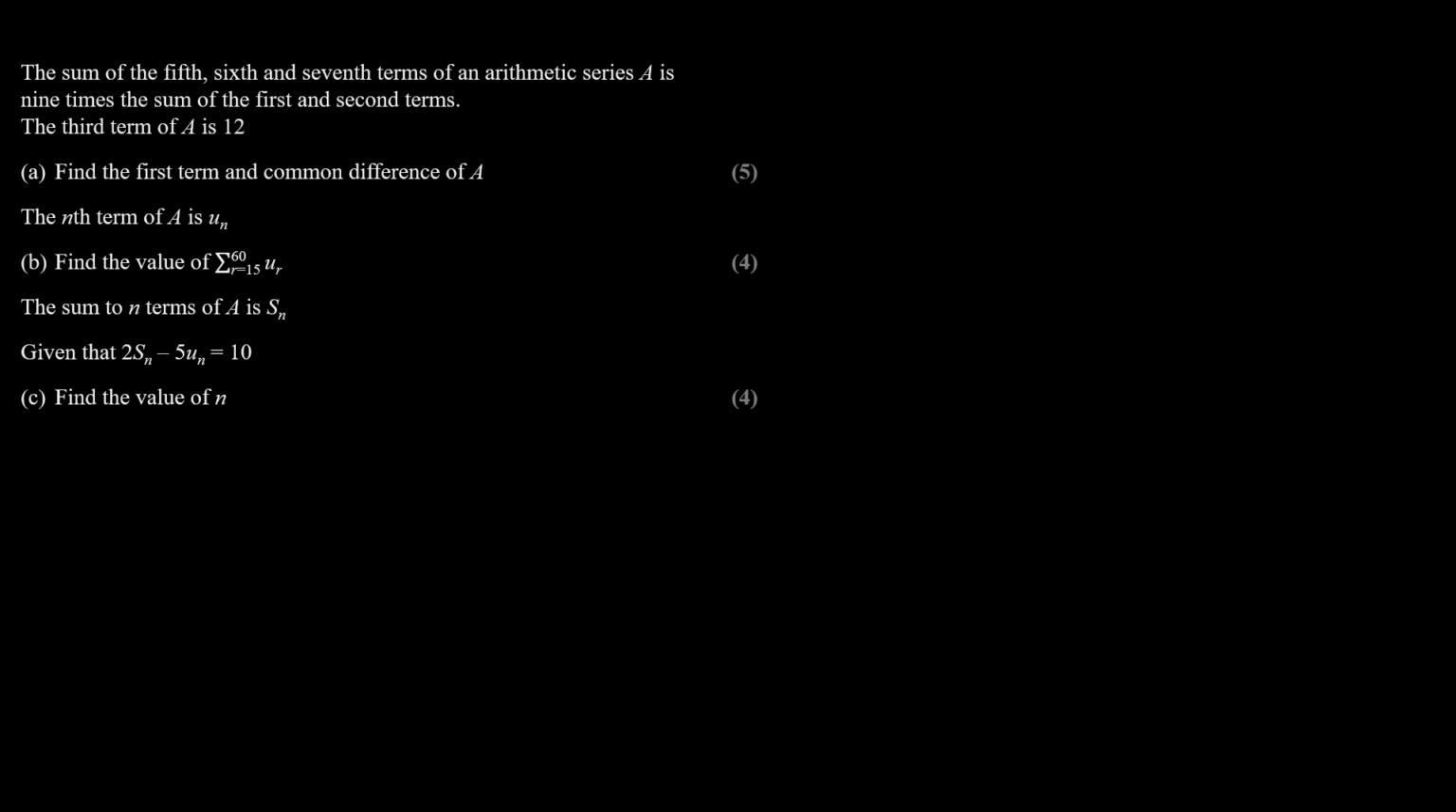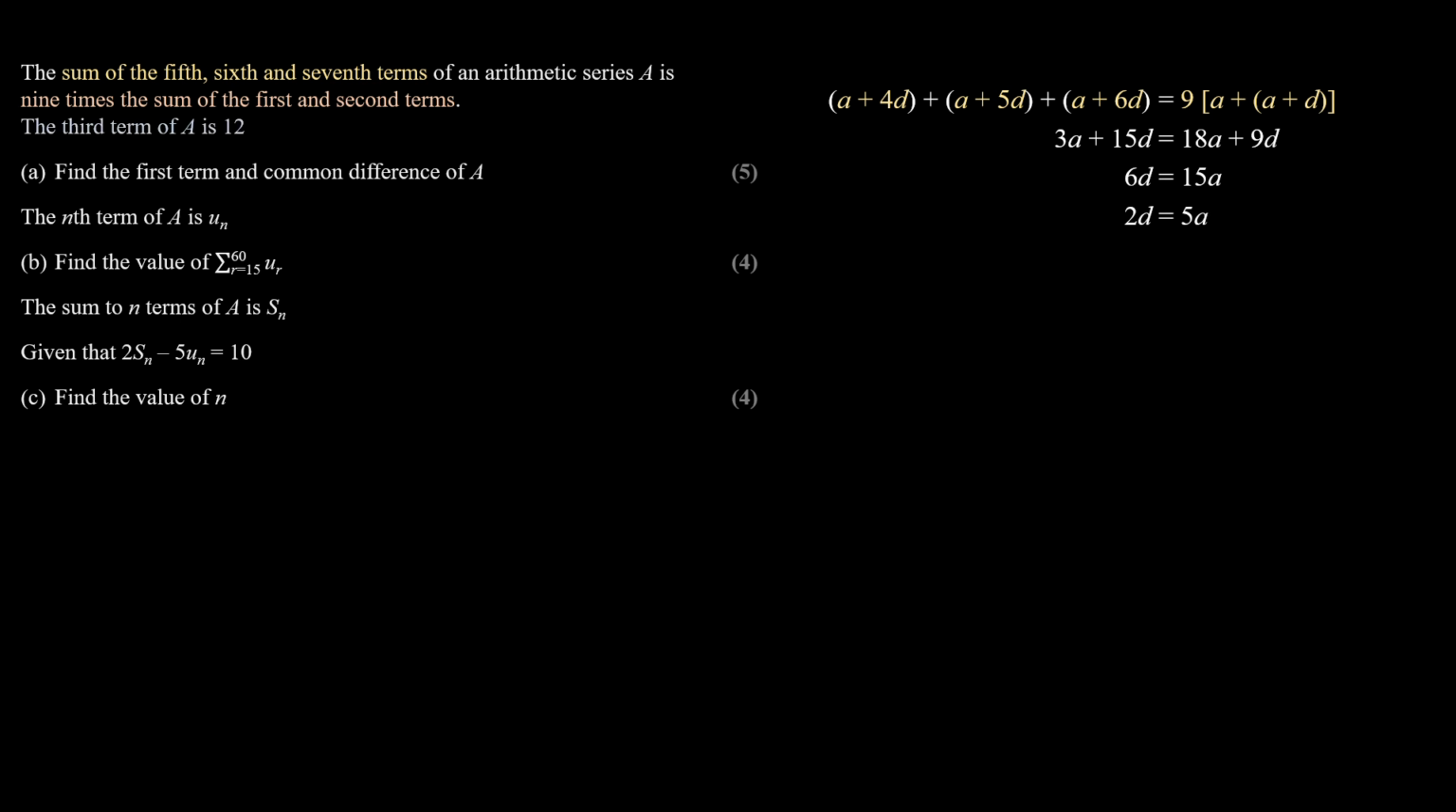In this problem, we will use A for the first term and D for the common difference of the arithmetic series. The sum of the fifth, sixth, and seventh terms of the series is equal to 9 times the sum of the first and second terms. This gives us a linear algebraic equation. Simplifying the equation, we find that 2D is equal to 5A.